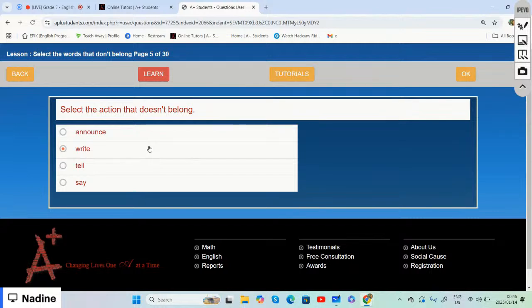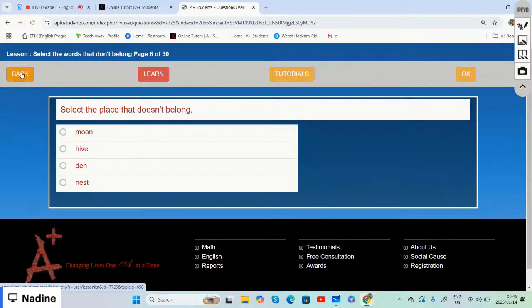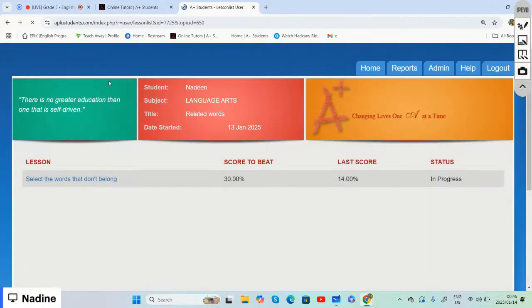It is not part of announcing something, telling something, or saying something. Because if you announce something, it's the same as me saying, I'm going to tell people something or I'm saying something. That is part of announcing. So the words that are related to one another is to announce, to tell, or to say. Writing something is different than saying, telling, or announcing something. It's different to talking, right? So well done.